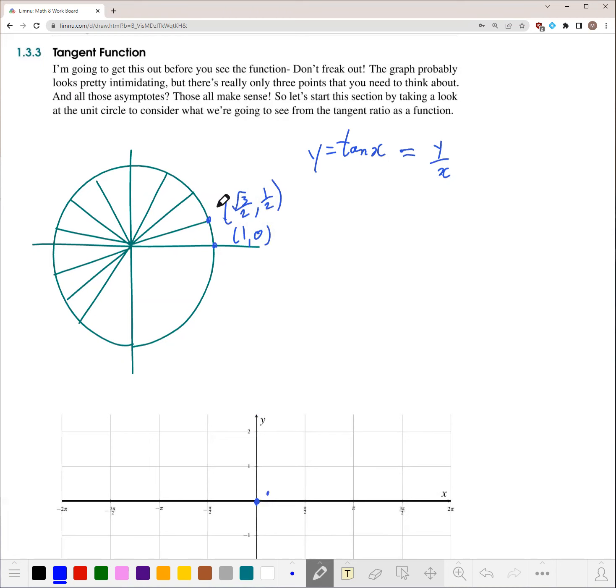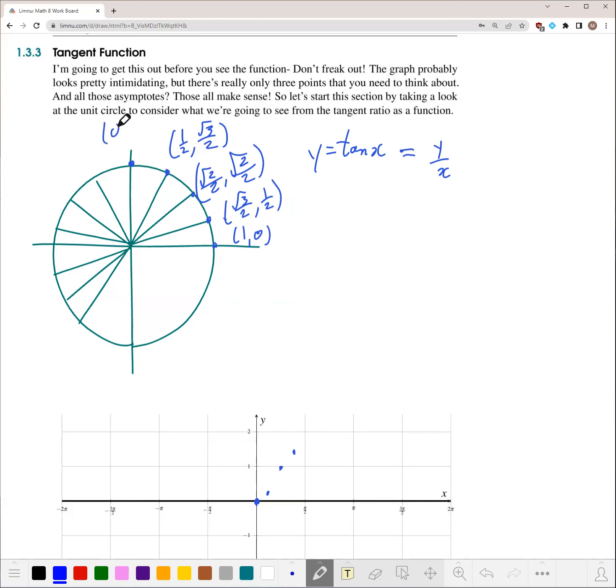Next up, I've got root 2 over 2, root 2 over 2. So these are equivalent values, and any number divided by itself is 1. And then over here, I've got 1/2 and root 3 over 2. So the 2 cancels out, and I end up with root 3, which is a little bit more.